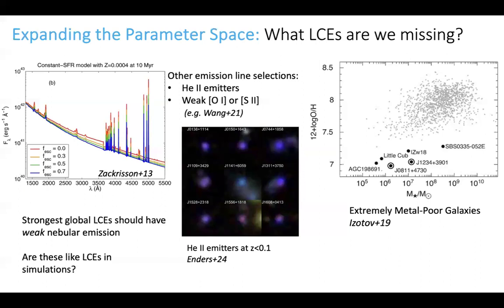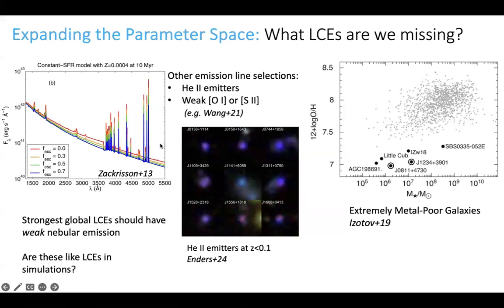And that's actually a bit odd because theoretically, we would expect that the galaxies with the strongest Lyman continuum escape should have the weakest nebular emission lines. If they don't have much nebular gas to absorb Lyman continuum emission, they should have just weak nebular emission in general. This is showing how, as you increase the escape fraction of a population, its emission lines get weaker. And so we may want to explore galaxies with much weaker nebular emission lines and search for that to find the strongest global leakers.